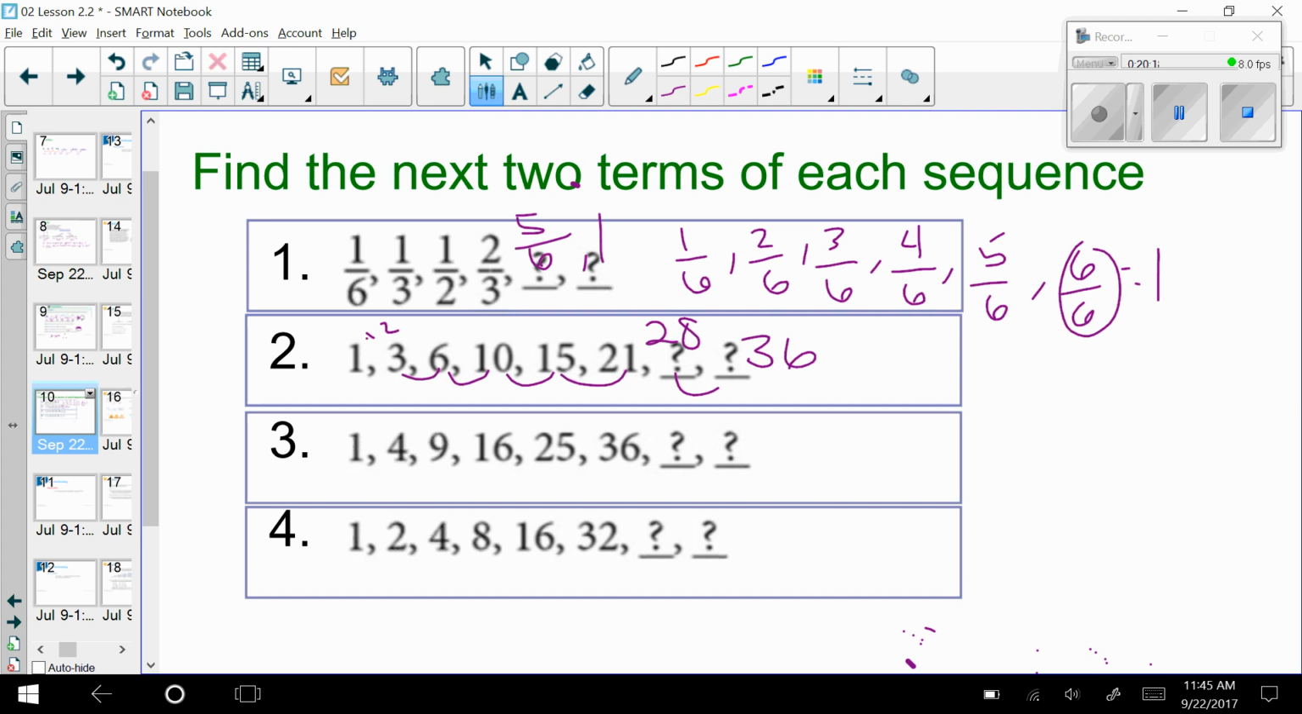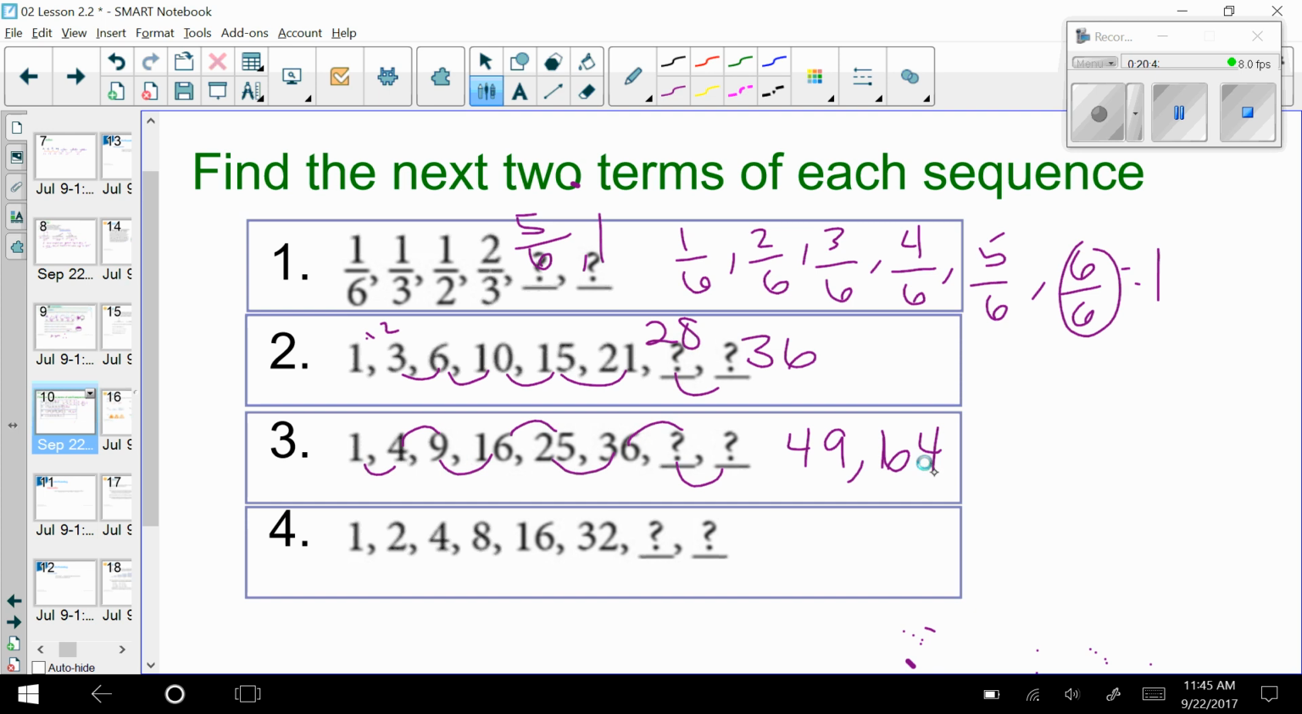In the third sequence, first we add 3, then we add 5, then we add 7, then we add 9, and then we add 11. So we need to add 13, and we'll get 49. And then we need to add 15 to get 64.